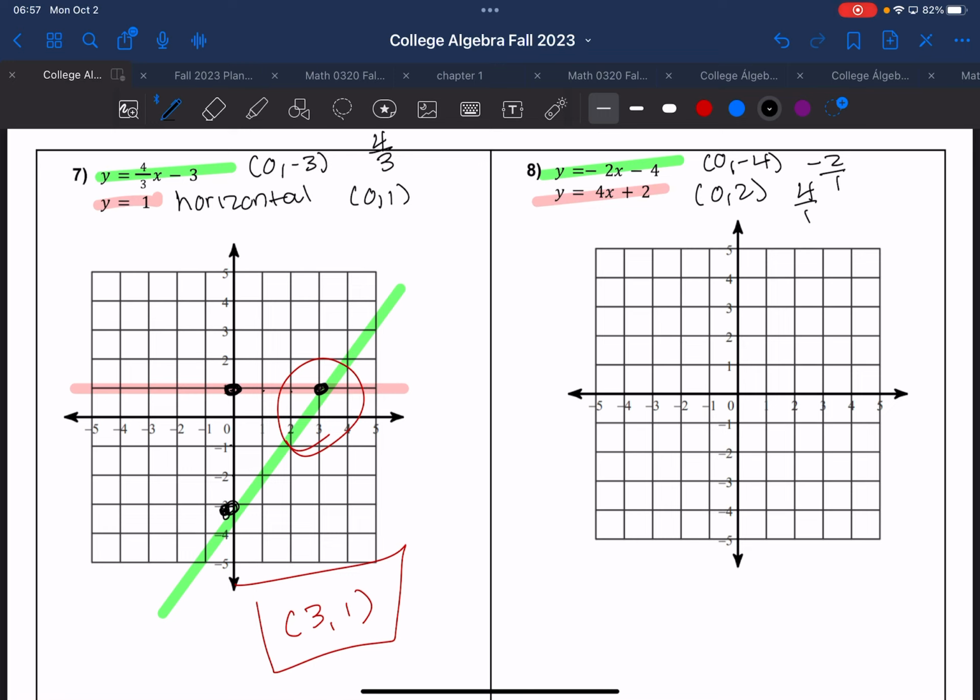Okay, so plotting that information, I have 0, -4. And then, if you notice here, it says to go down 2, right 1. But if I go down 2, I'm off the graph. So this is where it would be good to do the opposite. So instead of down 2, right 1, I'm going to go up 2, left 1.